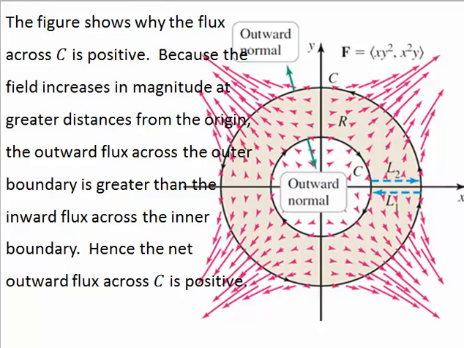The figure shows why the flux across C is positive. Because the field increases in magnitude at greater distances from the origin, the outward flux across the outer boundary is greater than the inward flux across the inner boundary. Hence, the net outward flux across the curve is positive.